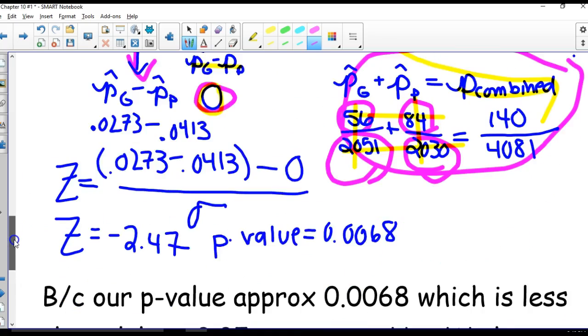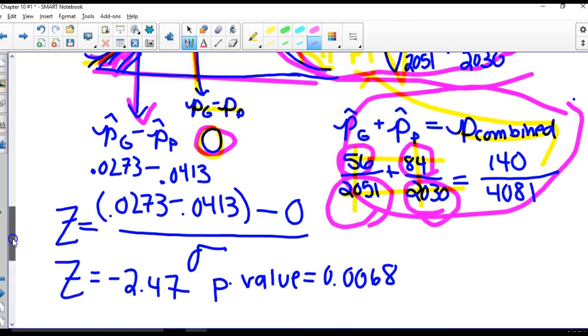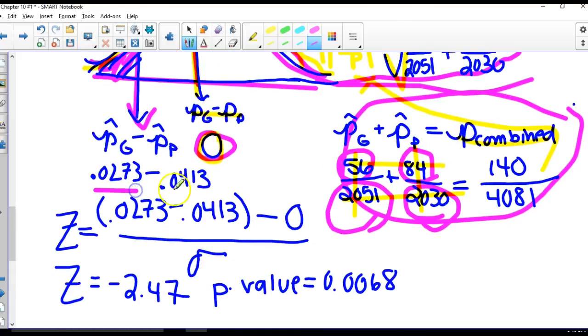When you calculate, you'll get your p hat of g, your p hat of p. Okay? So pause it right now if you need to type it all in. Hit enter. You should see these numbers in your calculator. You don't even need to subtract those. You just know that this is my statistic, the difference of them.